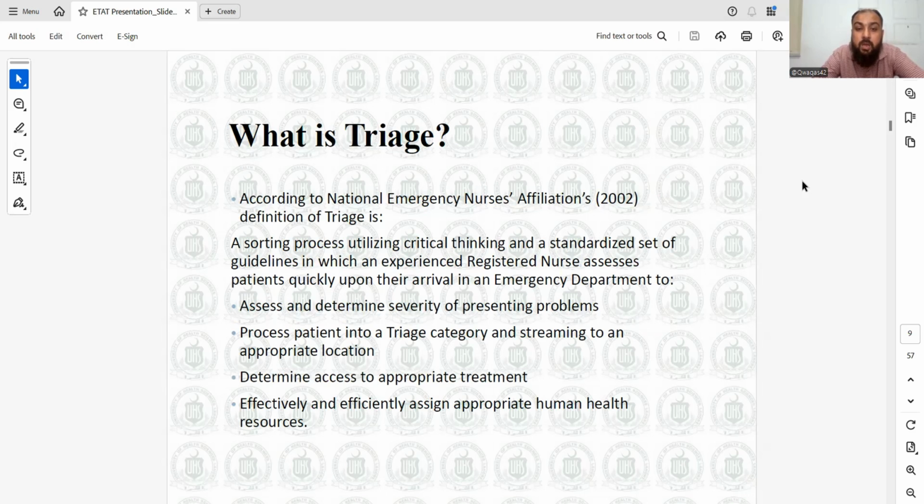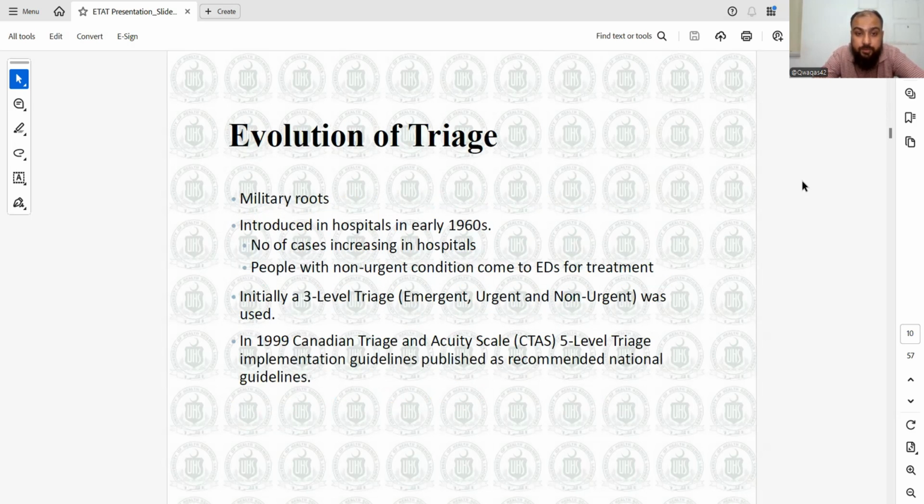What is triage? According to the National Emergency Nurses Affiliation 2002, the definition of triage is a sorting process utilizing critical thinking and a standardized set of guidelines in which experienced registered nurses assess patients quickly upon their arrival in the emergency department to determine the severity of the presenting complaints, process the patient into a triage category and streaming to an appropriate location, determine access to appropriate treatment effectively and efficiently, and assign appropriate human health and resources.